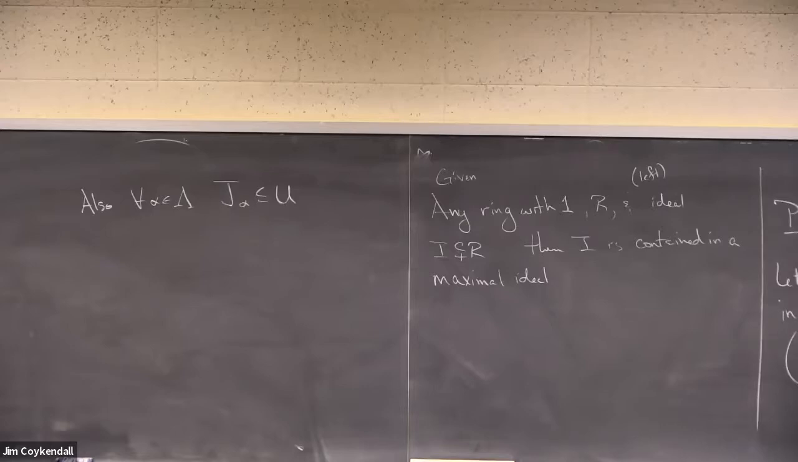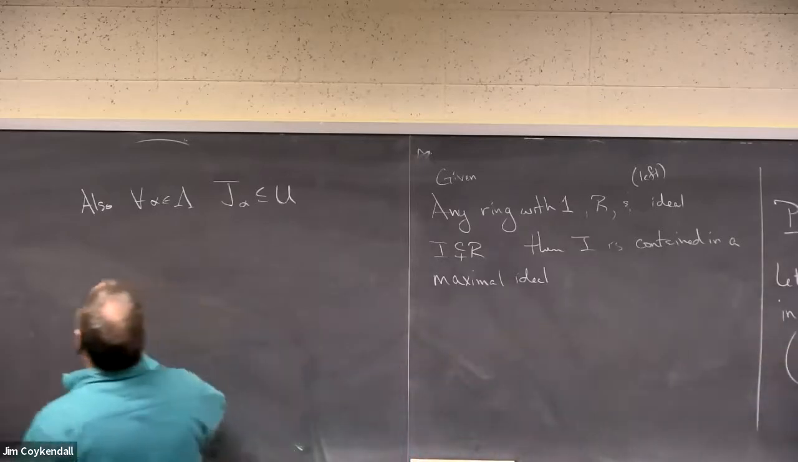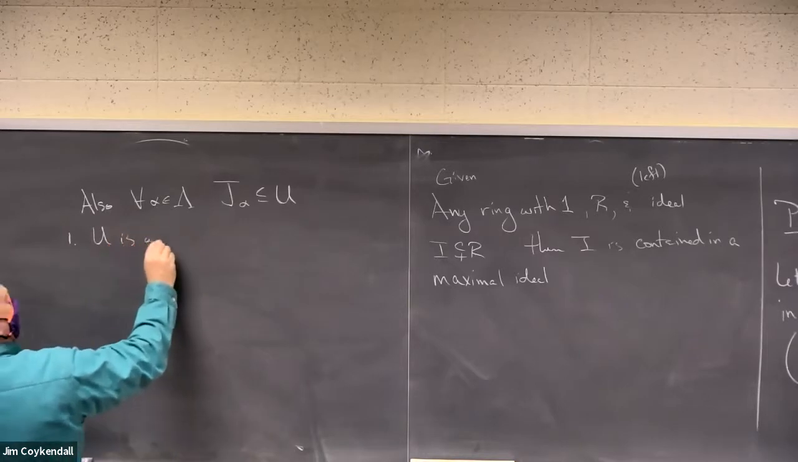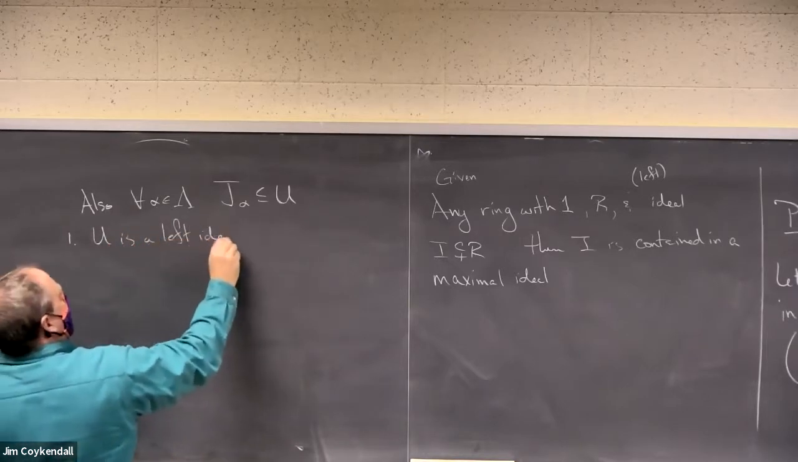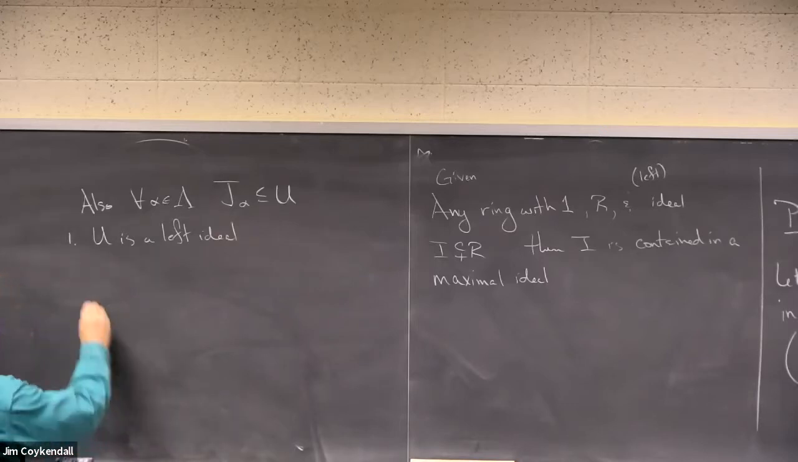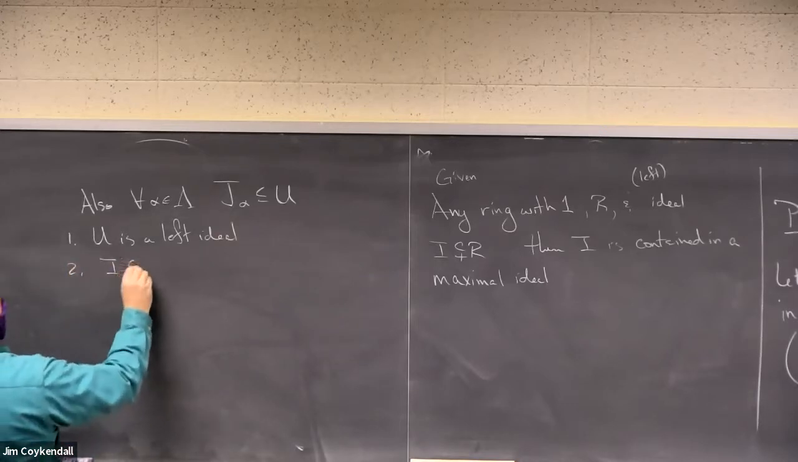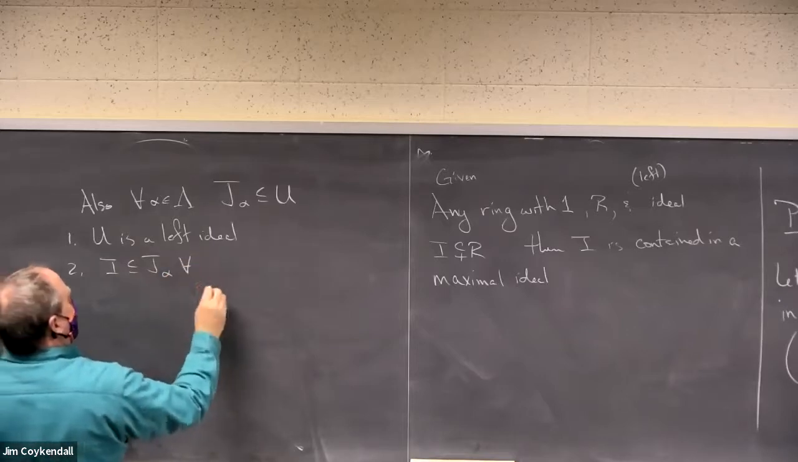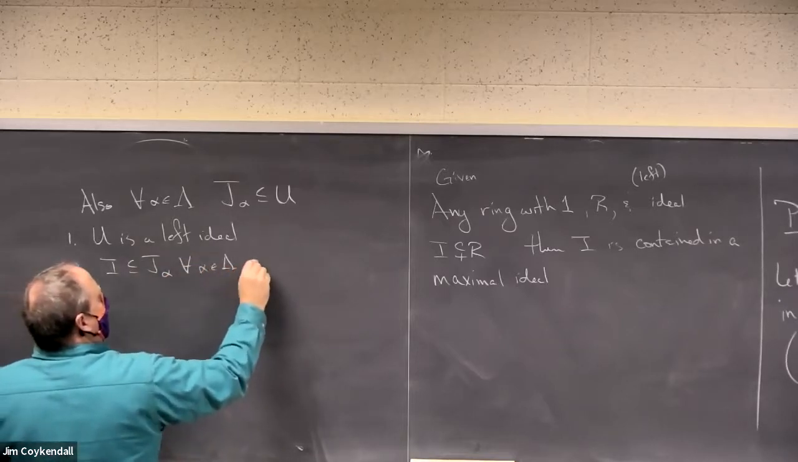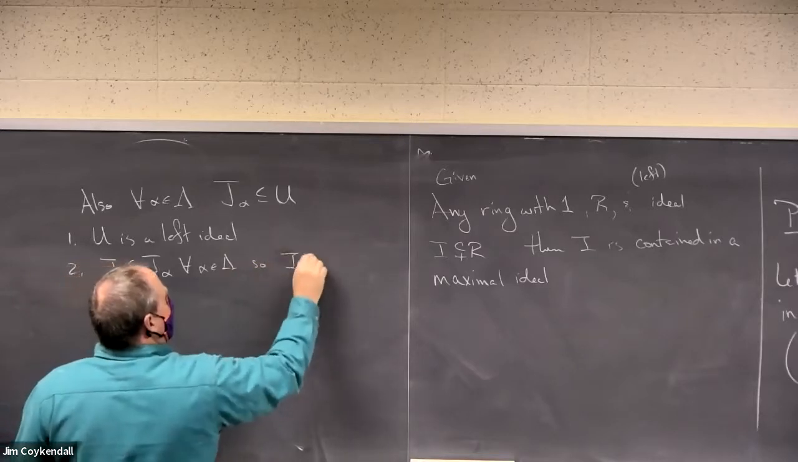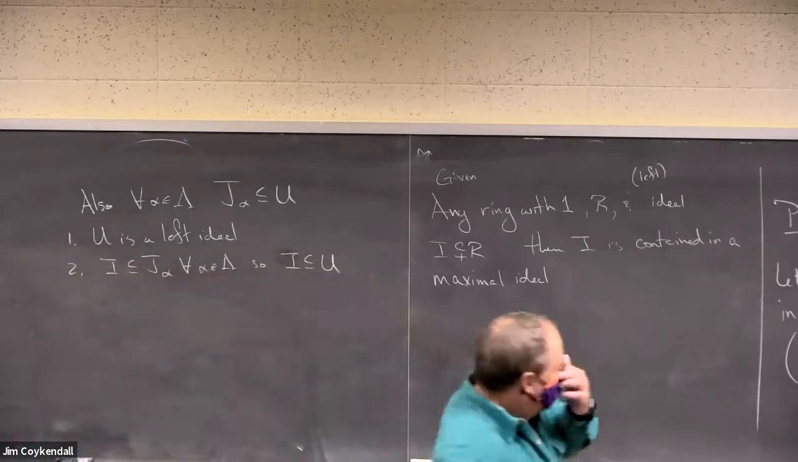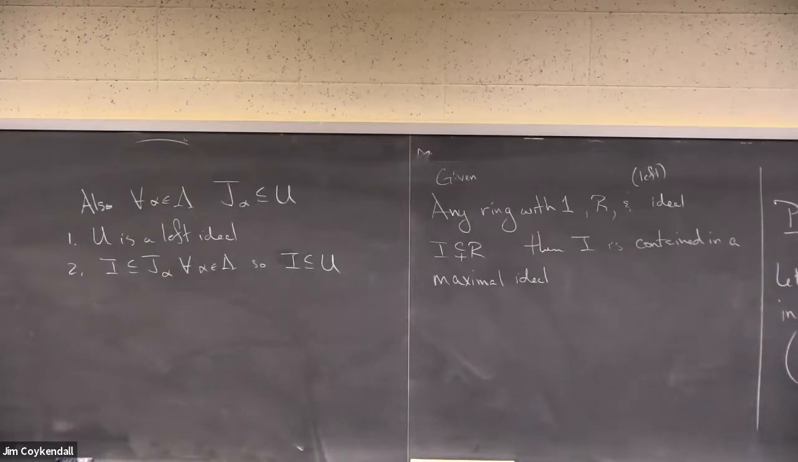And for U to be in gamma, it's got to satisfy a couple of things. Number one, U has to be a left ideal. Ding, ding, ding. We've already shown that. Two, we need to show that this left ideal in fact contains I. That's one of the criteria for membership.